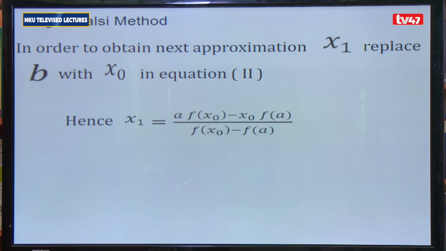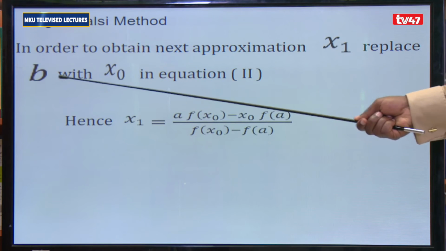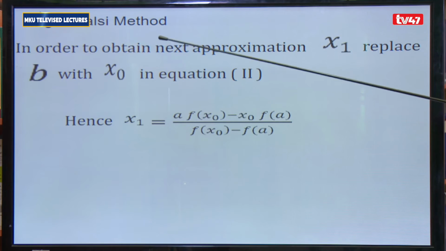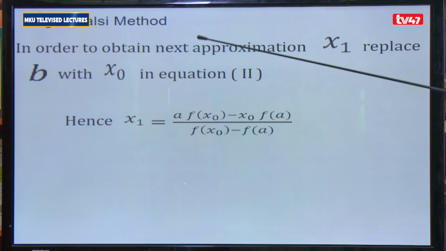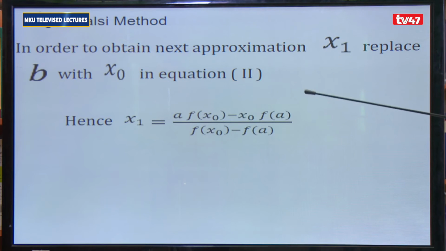In this case, when b and x0 have the same sign, we shall replace b with our approximation that follows. If x0 and a have the same sign, we shall replace a with the other guess. So our next approximation will be x1, and this is how we obtain the next approximation.